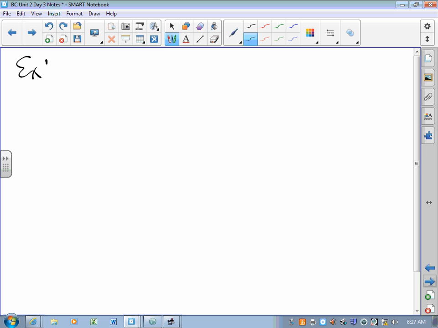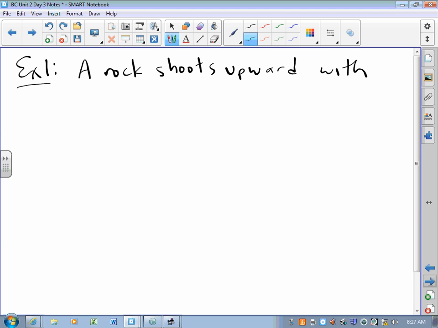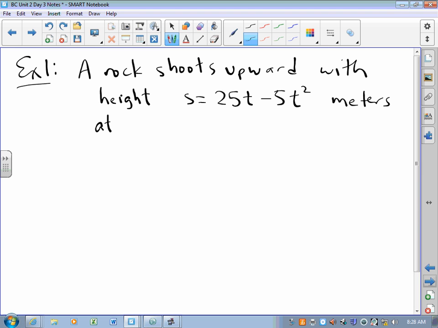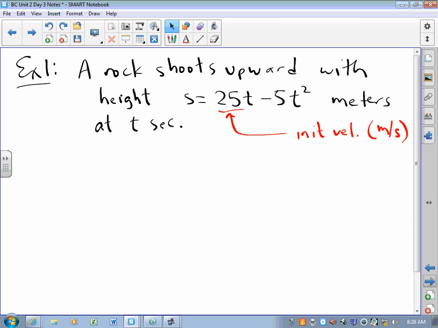So let's shoot a rock. A rock shoots upward with height S equals 25t minus 5t squared meters at t seconds. By the way, so we're all clear, this 25 represents the initial velocity in meters per second of the rock.